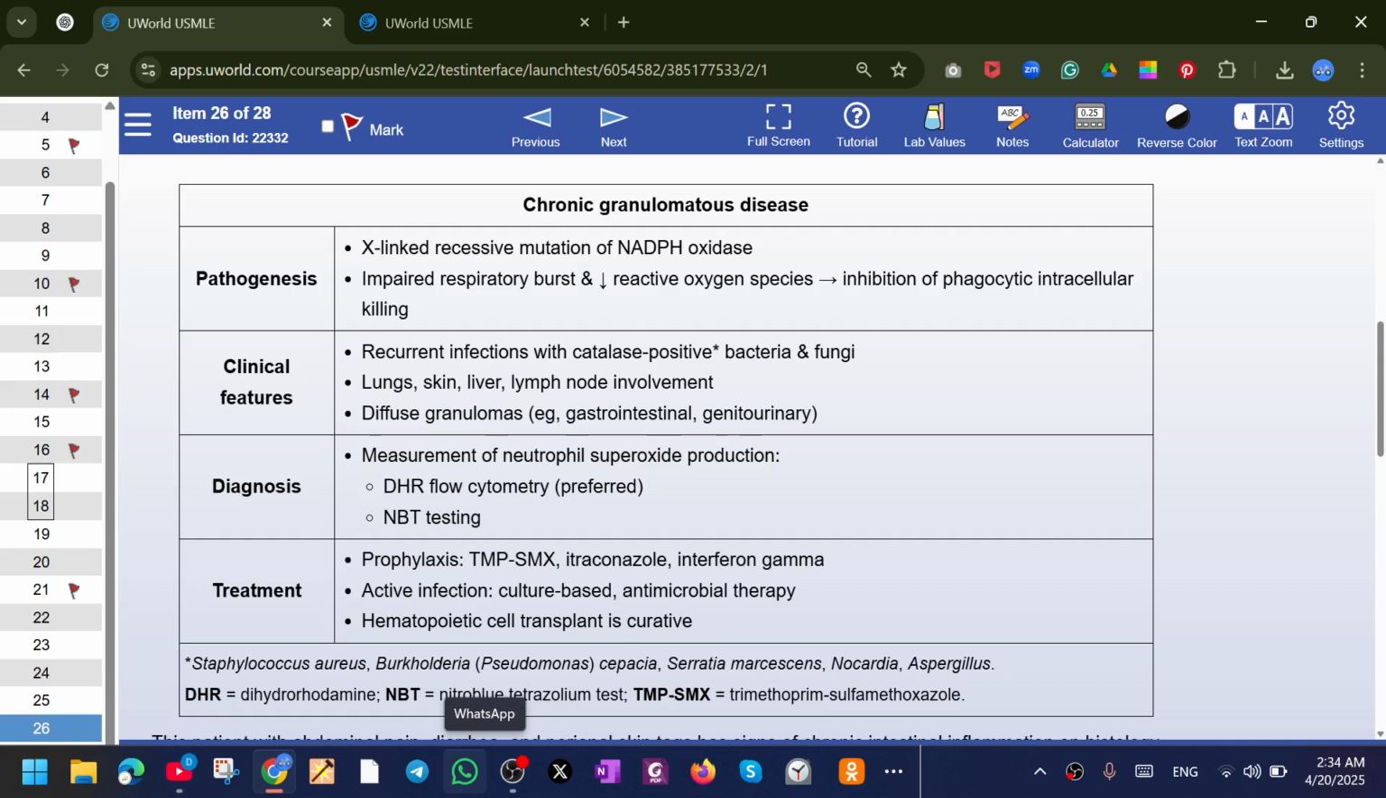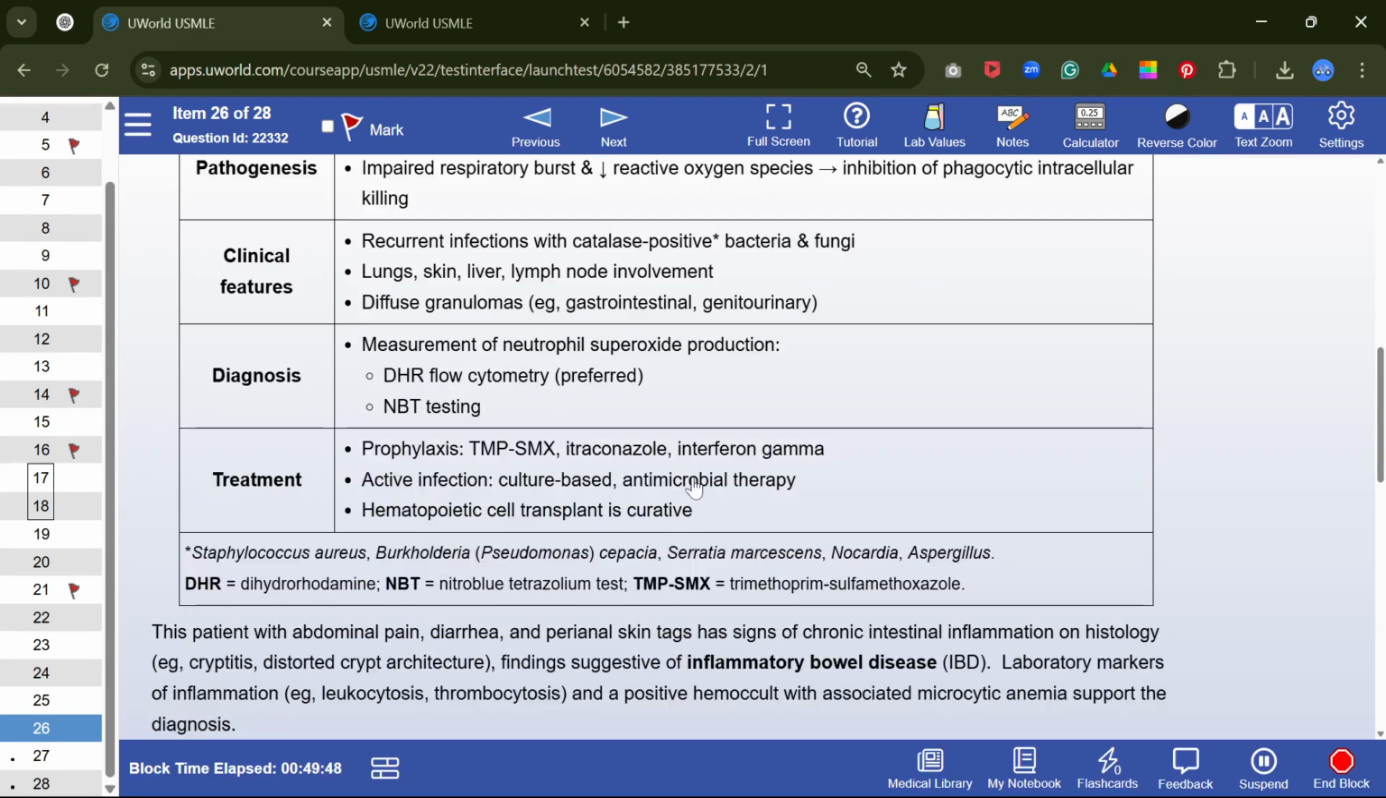He has granuloma. There is only one primary immunodeficiency disease where there is granuloma.